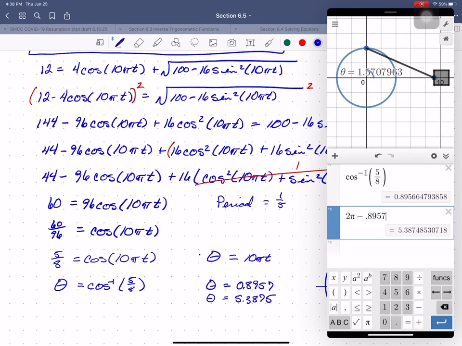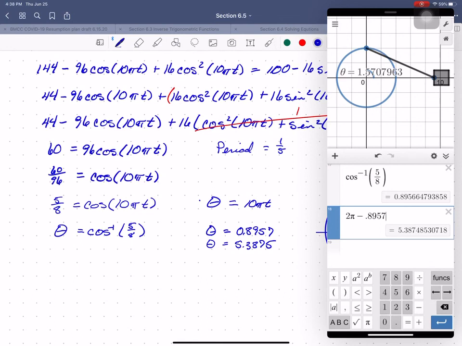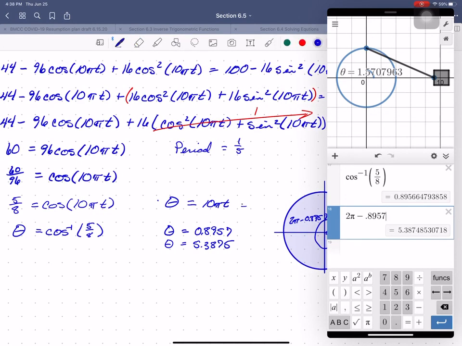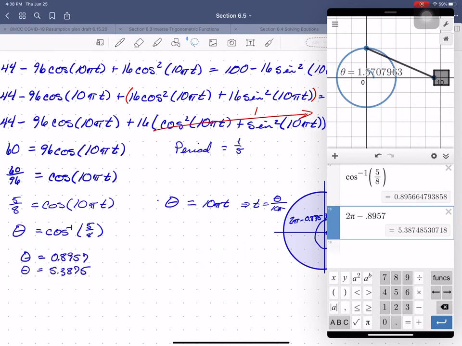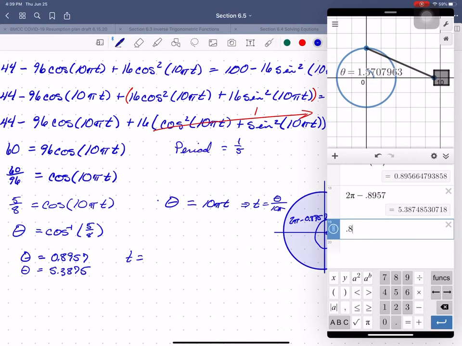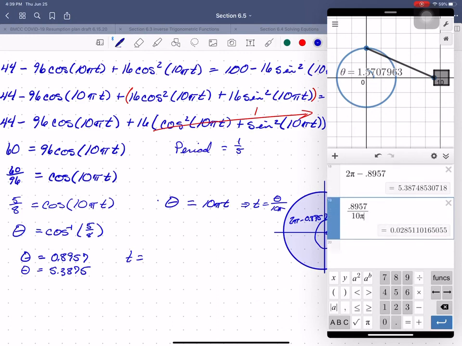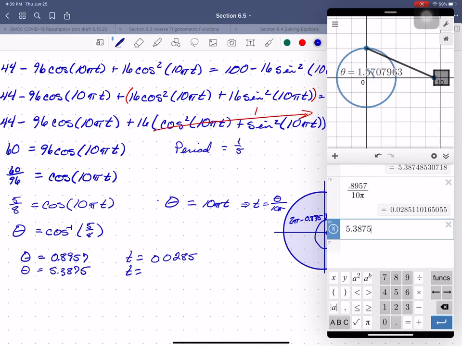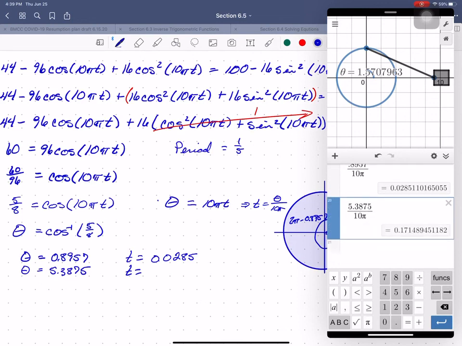Okay, now I want to turn this into times. So remember how this works. My time is each theta divided by 10 pi. So my first time is 0.8957 divided by 10 pi, which is 0.0285. And my second time, 5.3875 divided by 10 pi, is 0.1715.